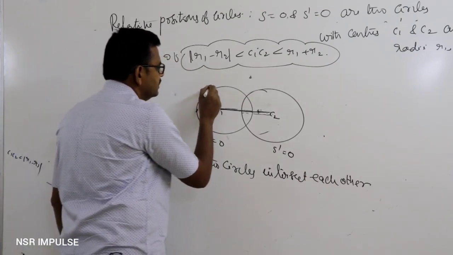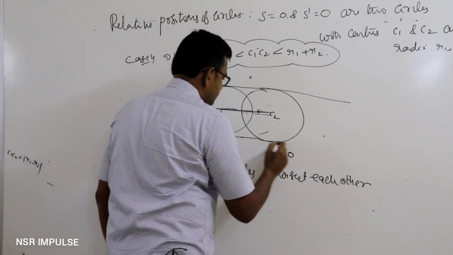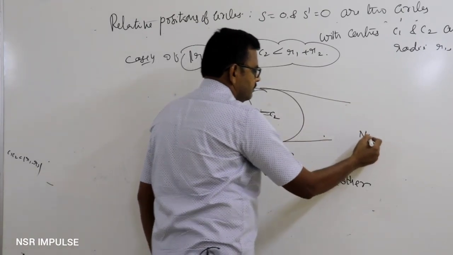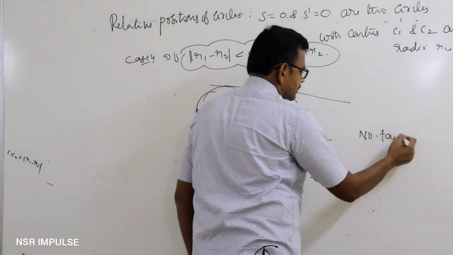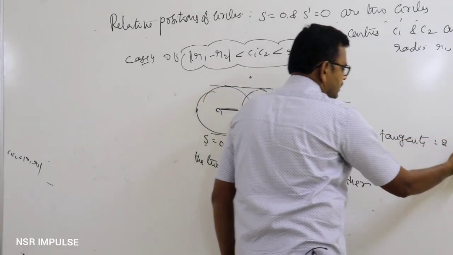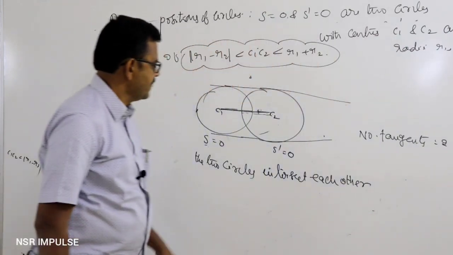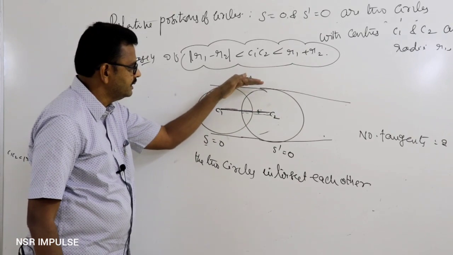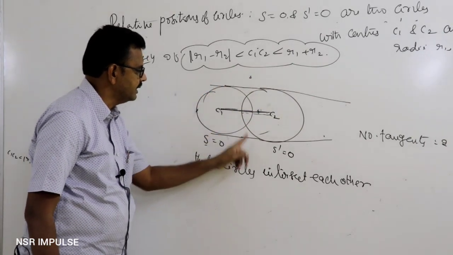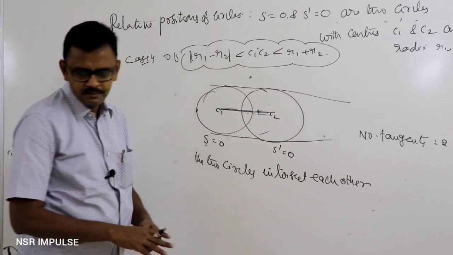In this case, the number of common tangents is 2. Only these are direct common tangents, because the two circles lie on the same side of these lines. So there are 2 common tangents.